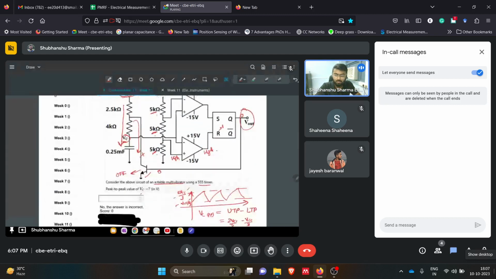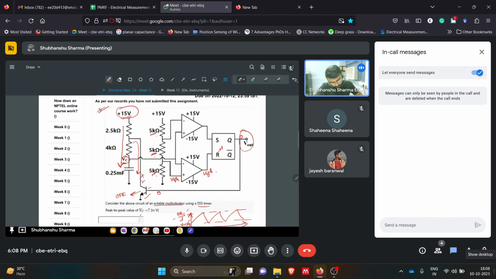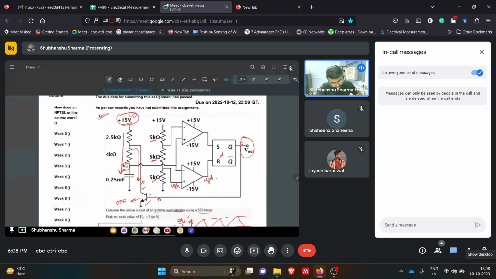So when V out is low, then this transistor will be in reverse bias and it will not be operating; it will be an off switch. The switch will be off, or the transistor will be off. That's why this path will not be there. And with this VCC voltage, we will be charging this capacitor.